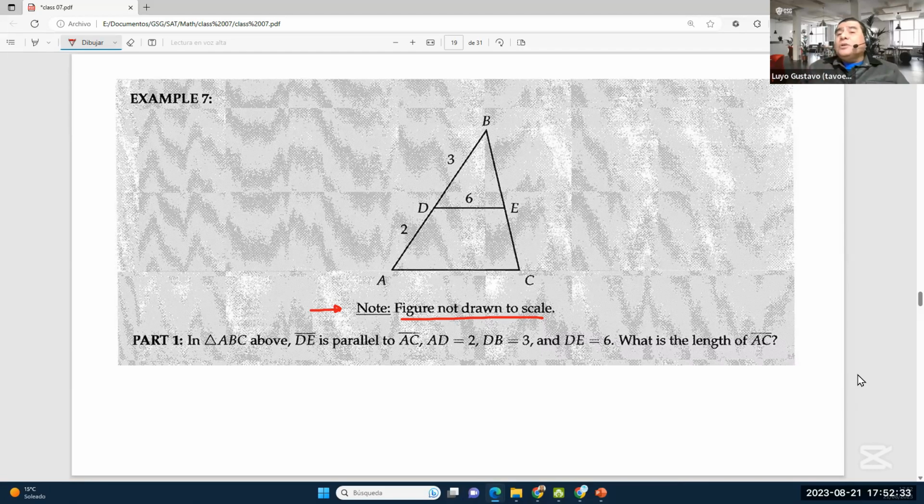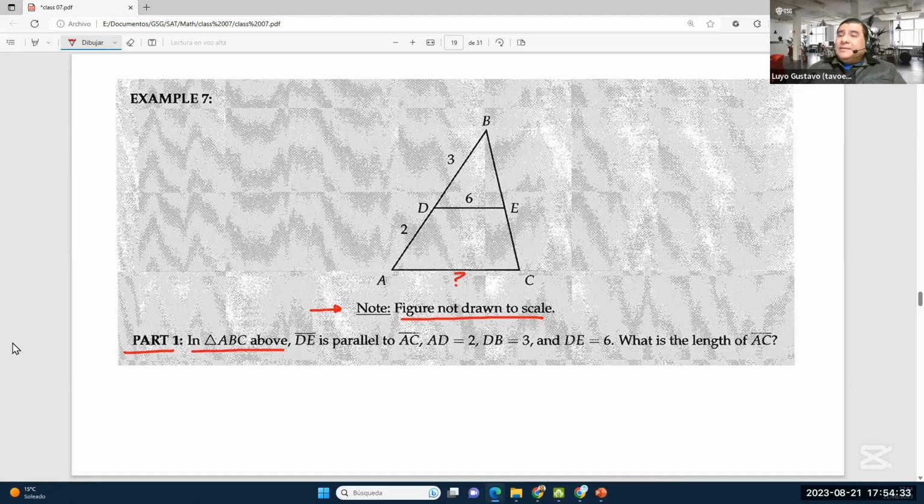So you can try to solve this part 1. Okay, so they tell me in triangle ABC above, segment DE is parallel to AC, AD equals 2, DB equals 3, and DE equals 6. What is the length of AC? That is to say this one.